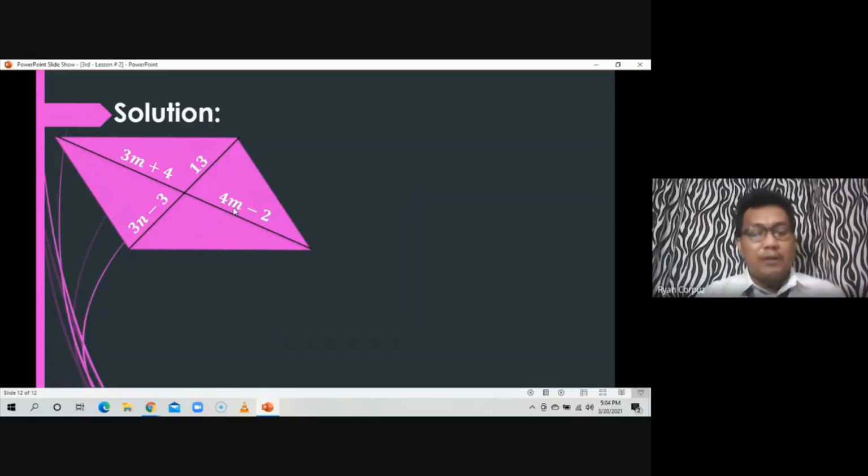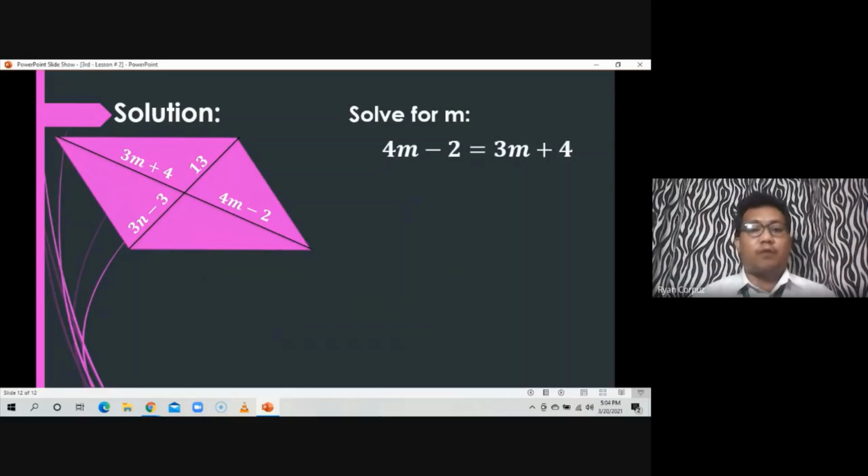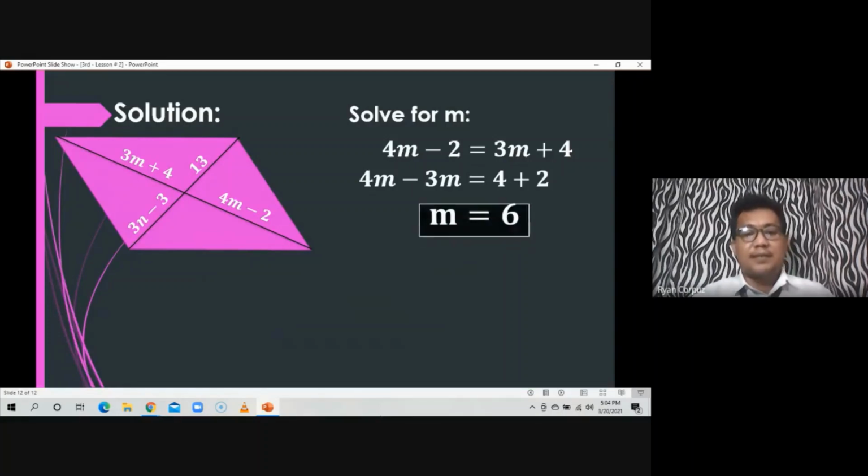So, by knowing that, masosolve natin yung value of m. So, to solve for m, just simply equate the 2. So, we come up with 4m minus 2 is equal to 3m plus 4. Isolating that given equation, kakaroon tayo ng 4m minus 3m is equal to 4 plus 2. Then 4m minus 3m, that would be equal to m, which is equal to 6. So the value of m is 6.